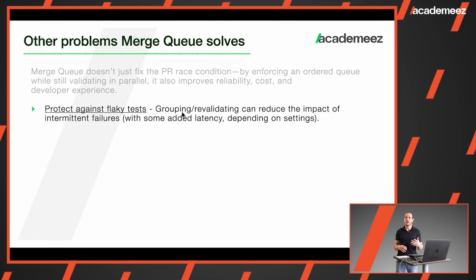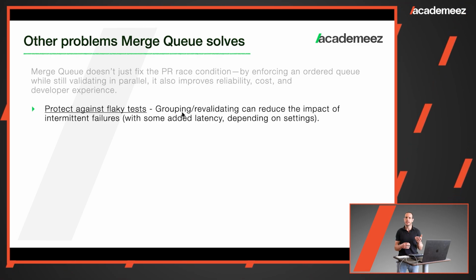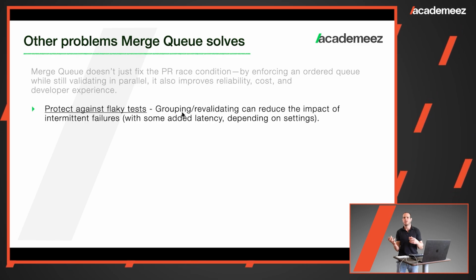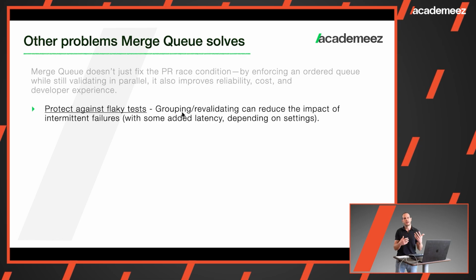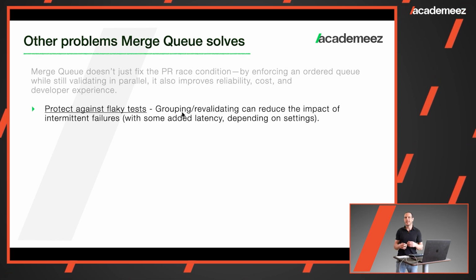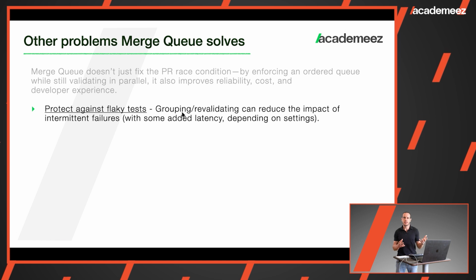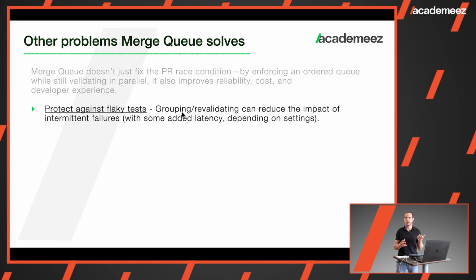One problem that the merge queue helps you solve is protection against flaky tests, where a flaky test is a test that can fail or succeed without changing the code. It's usually some kind of race. Maybe you're waiting for a query from the server and then checking something in your end-to-end test before the query came back, or some kind of race like that can cause a flaky test. So a merge queue does give you somewhat of a protection against flaky tests.